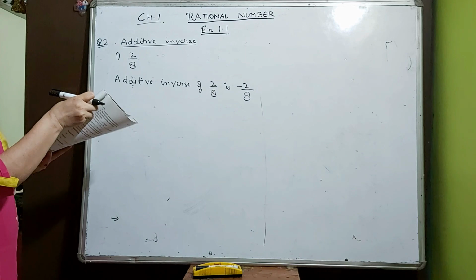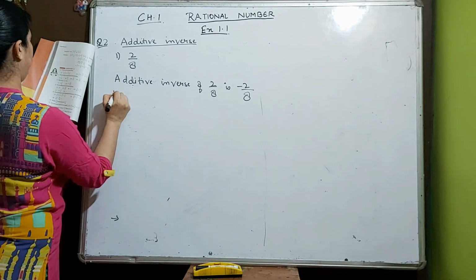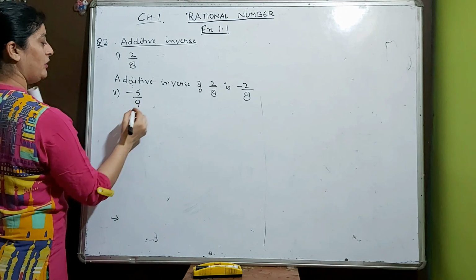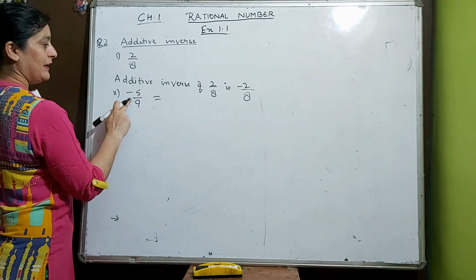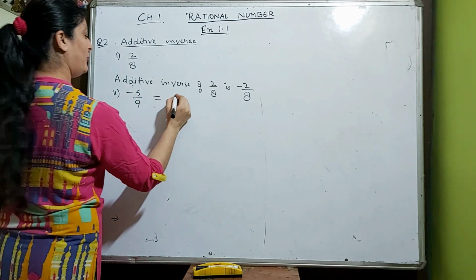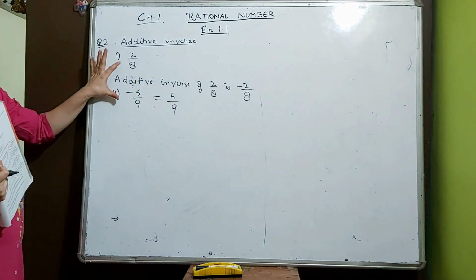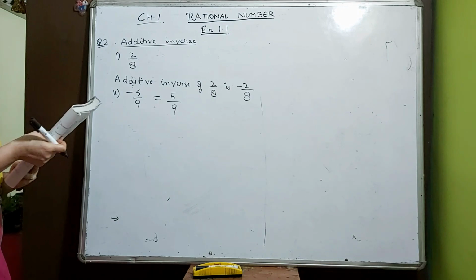One more example I am going to take. Minus 5 by 9. तो इसका एडिटिव इनवर्स क्या होगा? नेगेटिव साइन है तो ये पॉजिटिव में कन्वर्ट हो जाएगा. 5 by 9. ओनली साइन शुड बी चेंज. नाउ क्वेश्चन नंबर थर्ड.